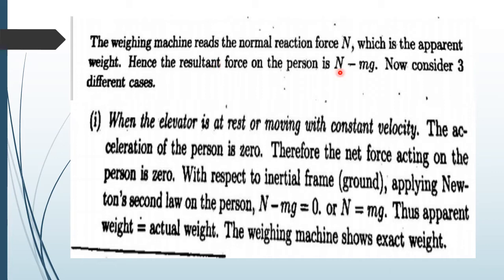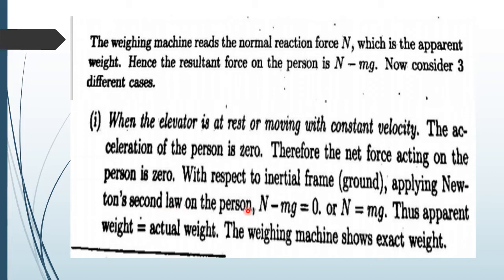Now, in this case, we can consider three different cases. The first one is the elevator at rest or moving with constant velocity. When the elevator is at rest or moving with a constant velocity, the acceleration is zero. By Newton's first law, we know that the acceleration of the person is zero. Therefore, the net force acting on the person is zero, with respect to an inertial frame or the ground.